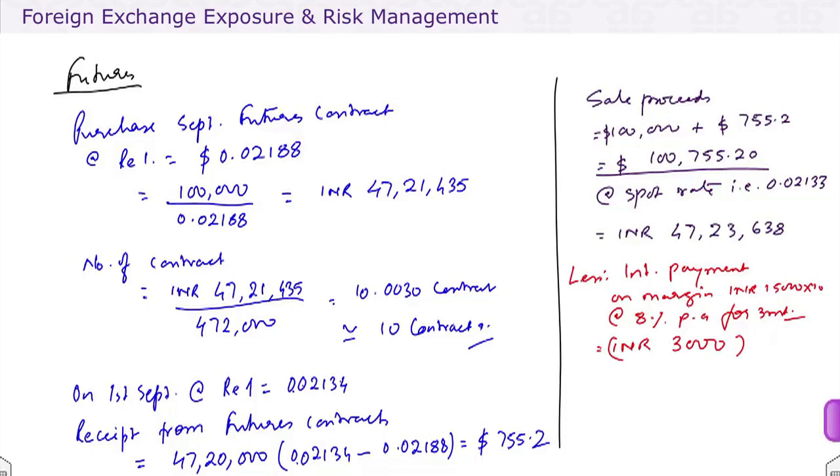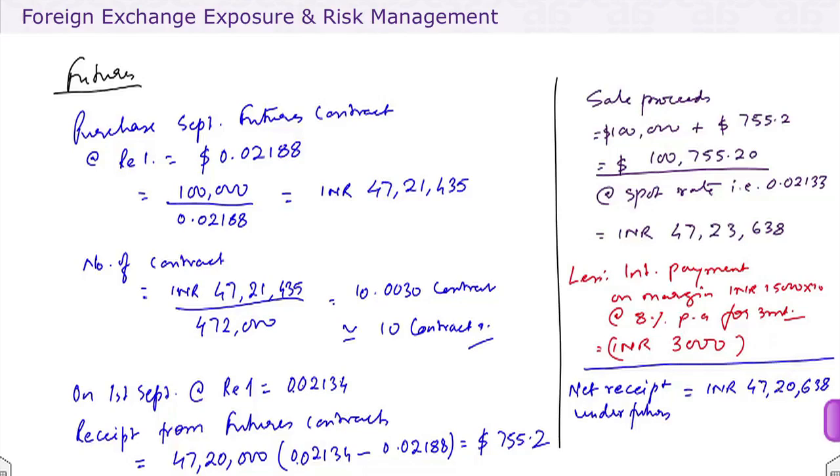So your net receipt under futures will be the net amount that comes out, which is INR 47,20,638. So this is what we got, one part.